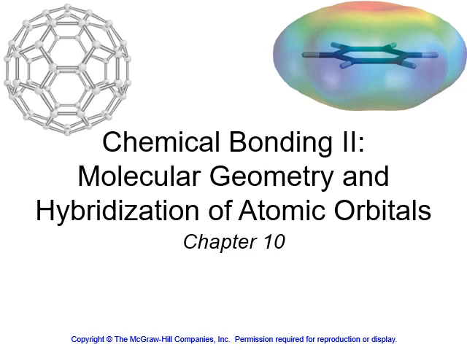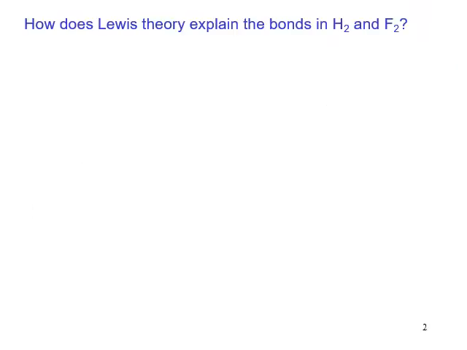Chapter 10, in our first video, we did sections 1 and 2. Now we're going to do sections 3 through 5. So we're going to still be discussing molecular geometry and looking at all those different shapes. And now we're going to move on to hybridization of atomic orbitals.